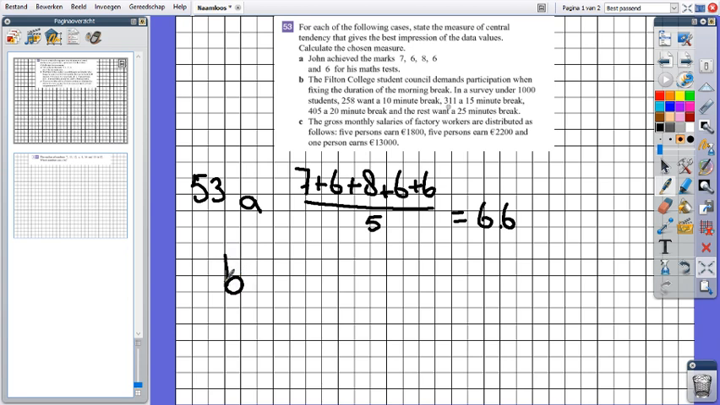Right? Exercise B, however, you have to do a bit more thinking about which measure of central tendency you want to use. The Filton College Student Council demands participation when fixing the duration of the morning break. In a survey under 1,000 students, 258 want a 10-minute break, 311 a 15-minute break, 405 a 20-minute break, and the rest want a 25-minute break. Are we going to calculate the mean, the mode, or the median? The median, of course. Almost missing the median.